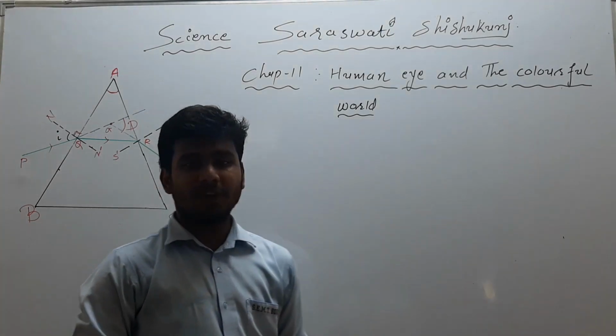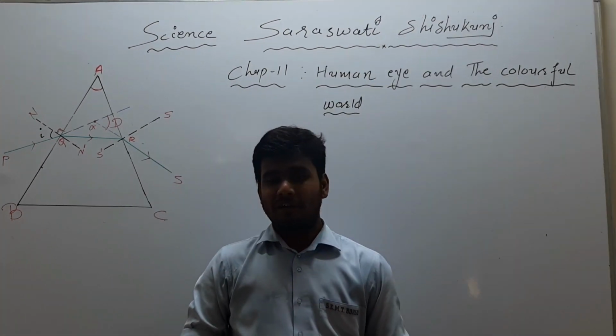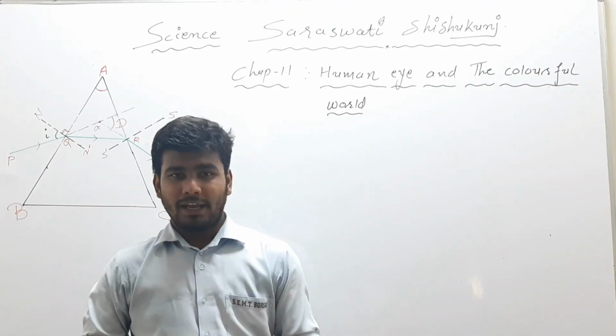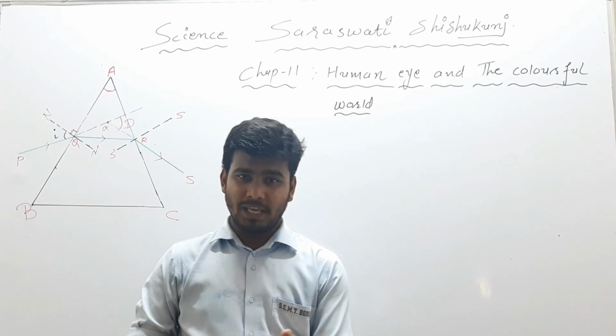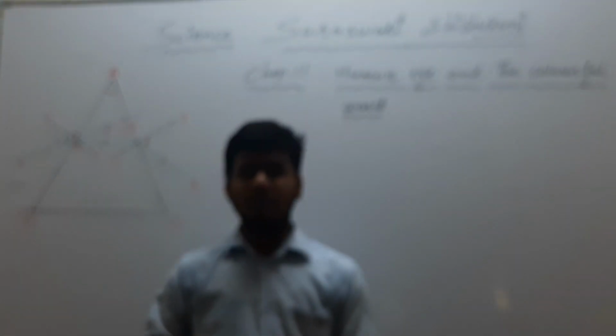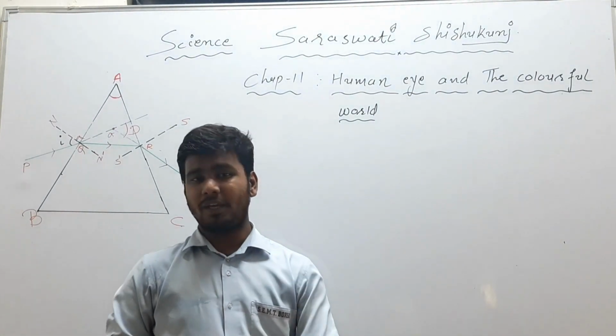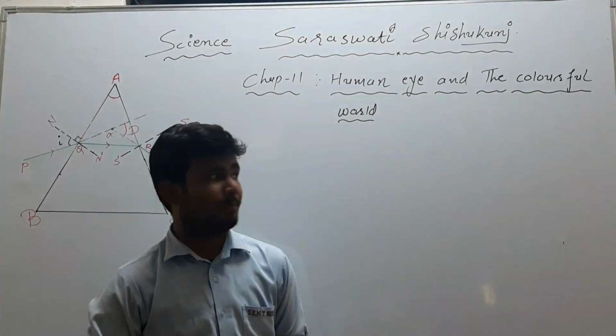In our previous video, our second video, we understood about the defects of the human eye. In that we understood about myopia, hypermetropia, presbyopia, and we also took a bit of knowledge of cataract, which can be resolved by cataract surgery.